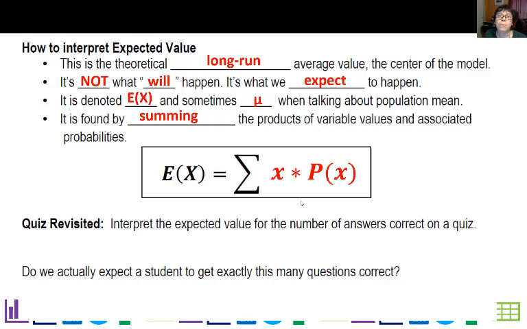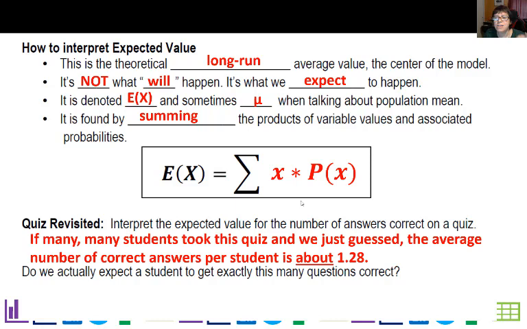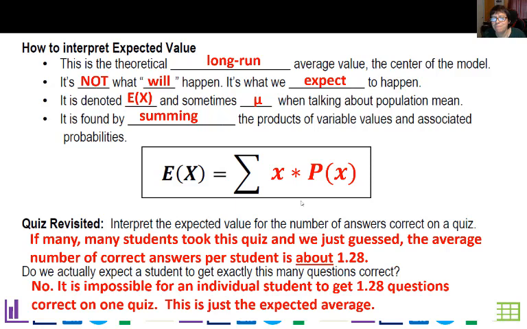So now I'm going to interpret the expected value for the number of answers correct on a quiz. If many, many students took this quiz and they just guessed, the average number of correct answers per student is about, notice I underlined the "about," we don't say it will be, it is about 1.28 correct questions. Now, do we actually expect a student to get 1.28 questions correct? No, that's impossible. It's just the expected average over many trials.